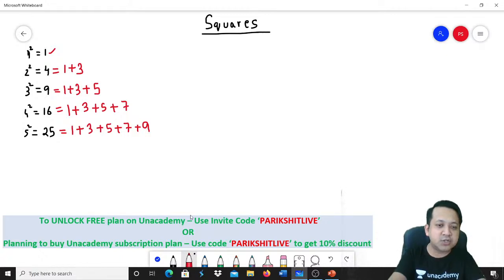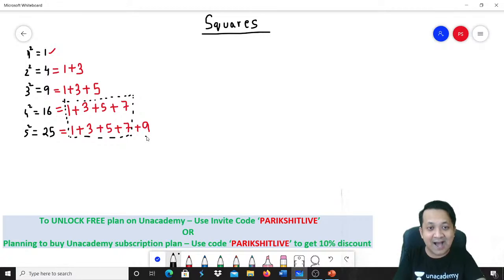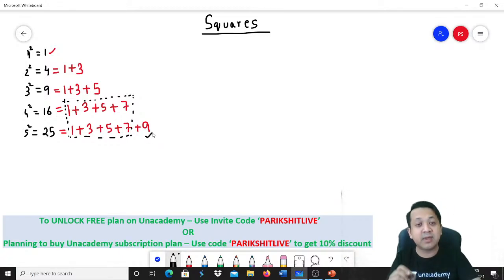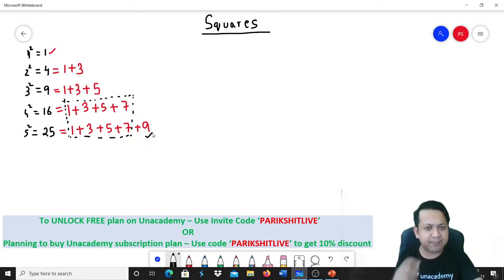Now, what you also need to realize is, let's take an example of 5 square. 5 square and 4 square, everything is the same. What is the difference? The last number. What is this last number? It's the 5th odd number. So can I say 4 square and 5 square are exactly the same, except that 5 square has got the 5th odd number, which is extra.